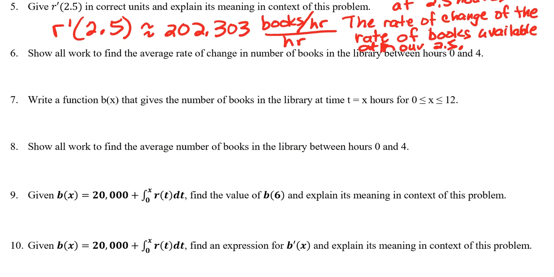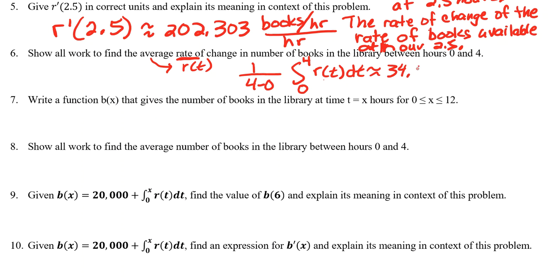Show all work to find the average rate of change. So we've got a rate function. So this is function r of t. So to find the average value of a function, we would use our average value formula here. So 1 over b minus a times the integral of the function. So that's the average value of r of t. And when I calculate, I have 34.601 books per hour.